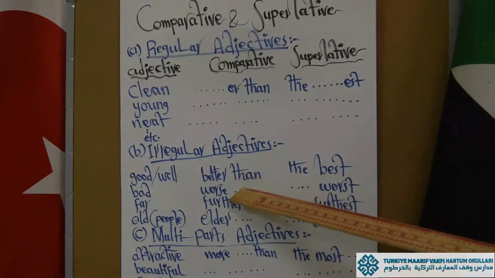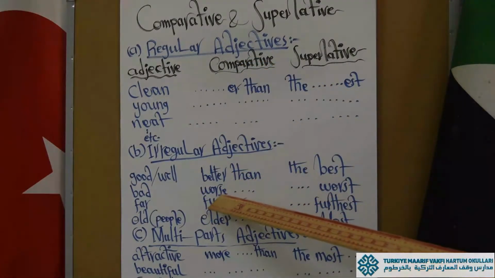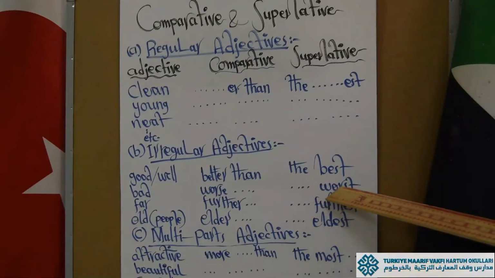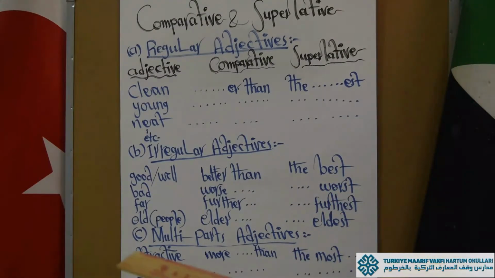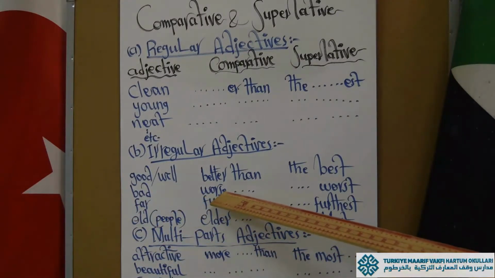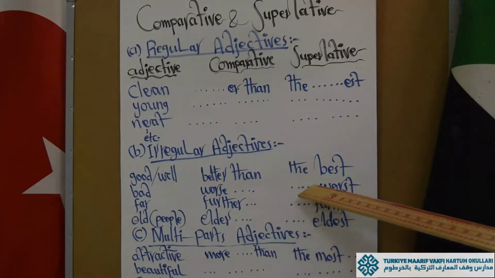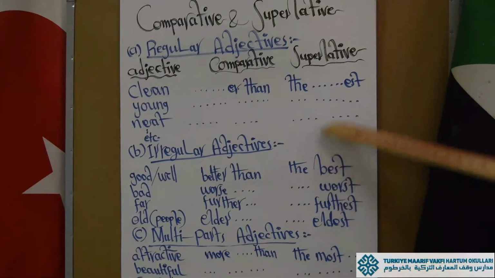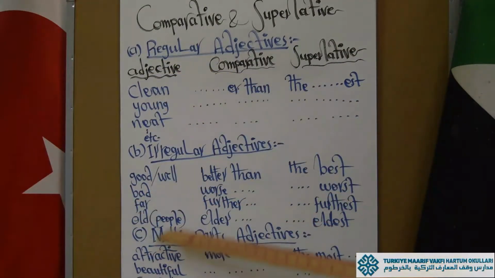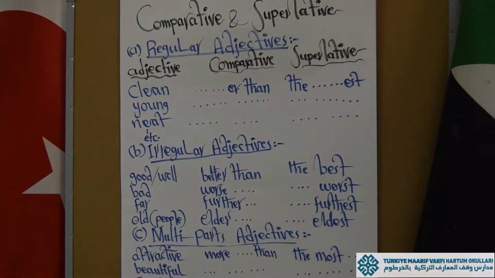But between two things, worse than; more than two things, superlative form, the worst. So I can say poverty is bad, illiteracy is worse than poverty, but war is the worst, more than two things. But these ones are limited, only seven words. These are five of them.